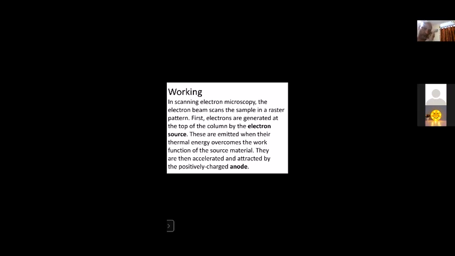Working. In scanning electron microscopy, the electron beam scans the sample in a raster pattern. First, electrons are generated at the top of the column by the electron gun. These are emitted when their thermal energy overcomes the work function of the source material. They are then accelerated and attracted by the positively charged anode.